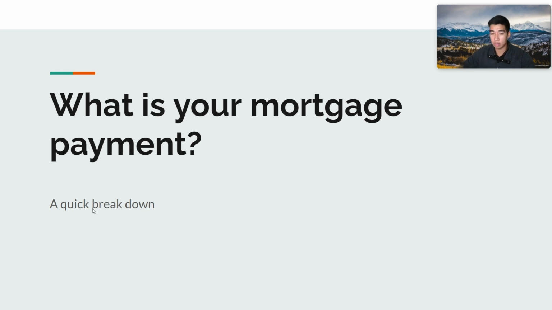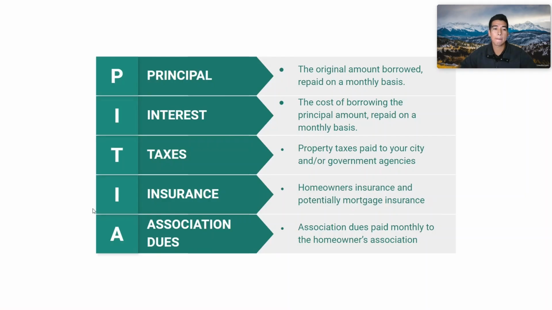So the main acronym that we use is called PITI, and I added an A there in parentheses because that doesn't always play a role, but I'll let you know when it does. PITIA: principal, interest, taxes, insurance, association dues. Principal, it's the original amount borrowed, repaid on a monthly basis. Interest, cost of borrowing the loan based on the interest rate.